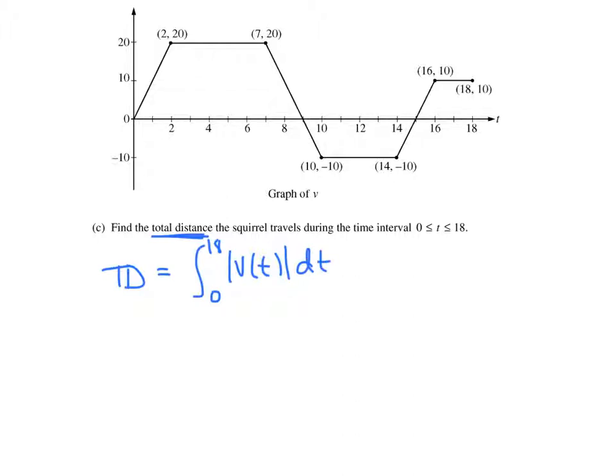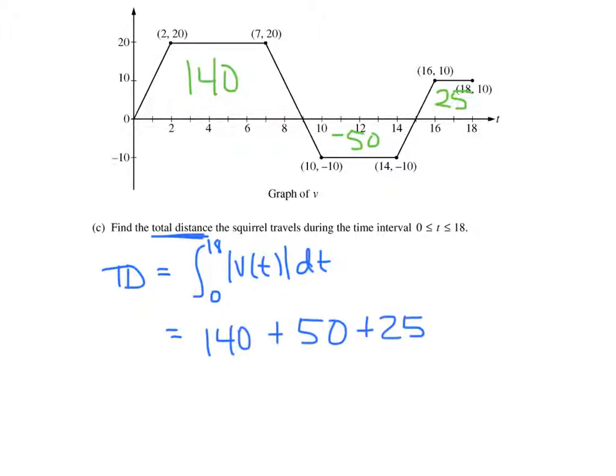All right, so if I remember here, I had 140, I had negative 50, and I had 25. So when I go ahead and find my total distance here, it'd be 140 plus 50 plus 25. So I would get a total distance here of 215. All right, so let's go ahead and move on to part D. That was a quick one.